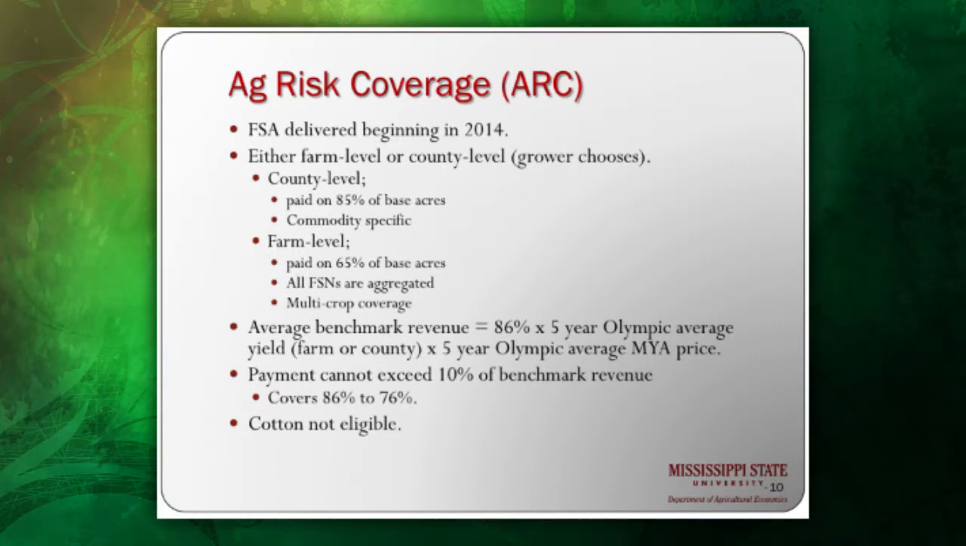In general, our analysis suggests to us that many of our Mississippi producers will not be interested in the farm level ARC, but rather the county triggered program is likely to be more attractive. The other thing that I will mention about the ARC program is that payments cannot exceed 10% of the benchmark revenue. In effect, they begin paying at 86% of expected revenue and will pay down to 76% of expected revenue. And I'll illustrate that more in just a moment.